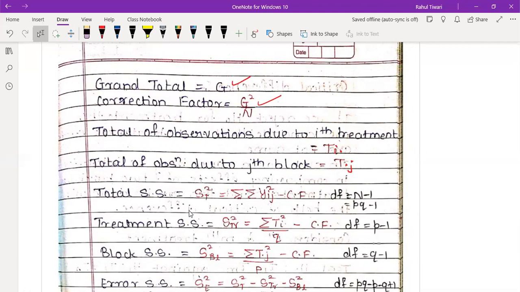Similarly, the treatment sum of squares. Sir, is treatment or block the same as factor A or factor B? Yes, exactly. So treatment will be assumed like A and the block will be assumed as B. But usually we never say A and B. We call them treatments and blocks.